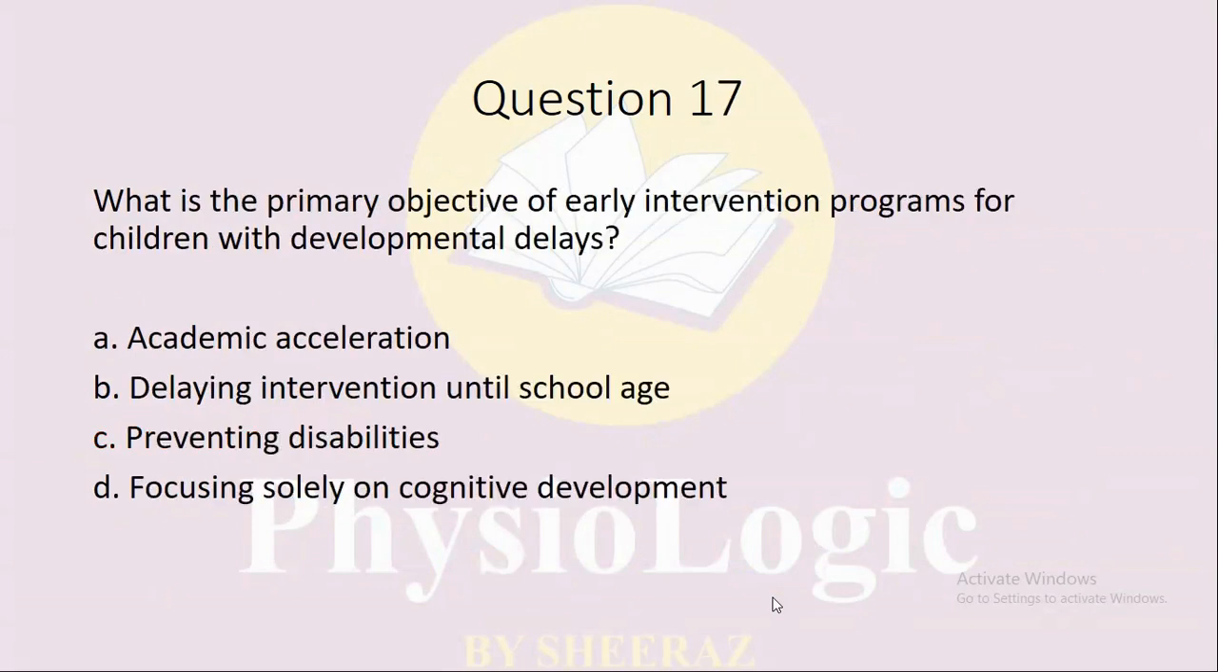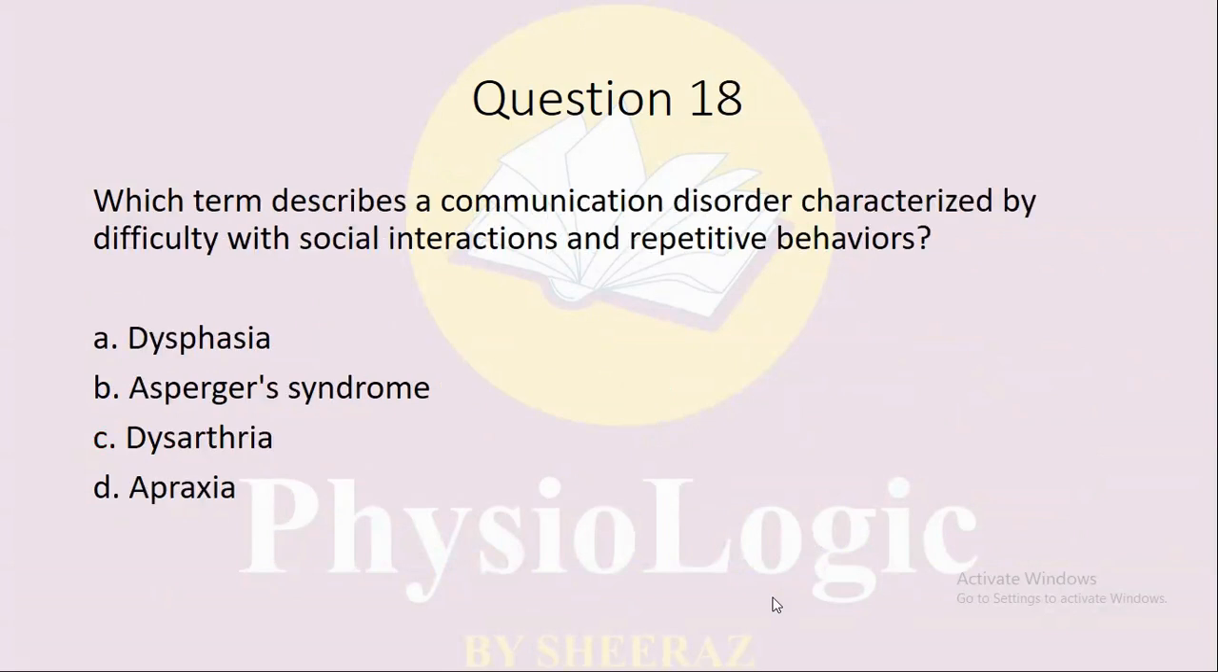Question number 17. What is the primary objective of early intervention programs for children with developmental delays? Option A, academic acceleration. Option B, delaying intervention until school age. Option C, preventing disabilities. And option D, focusing solely on cognitive development. And the correct option is option C, preventing disabilities. This is the primary objective of early intervention programs for children with developmental delays.